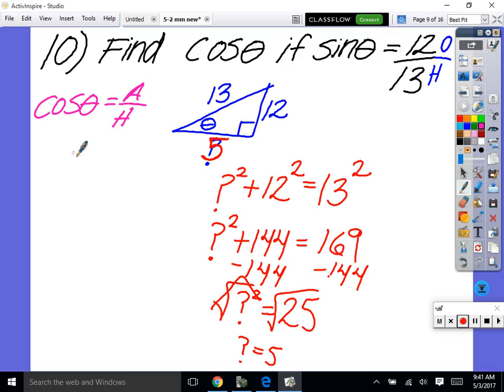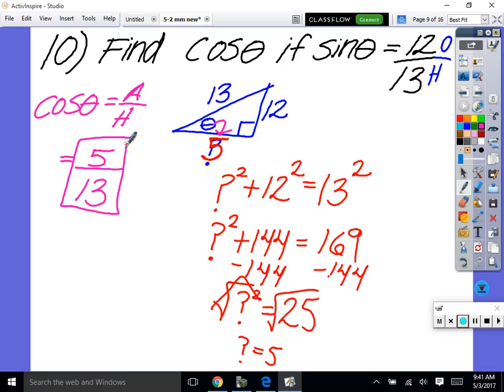So our adjacent side from theta is 5, and our hypotenuse is 13. And now we've answered the question. It said find cosine. We did. And our answer doesn't simplify. Just because we had to hurry and draw a picture. But that wasn't that bad, right? You have to draw a correct picture though.